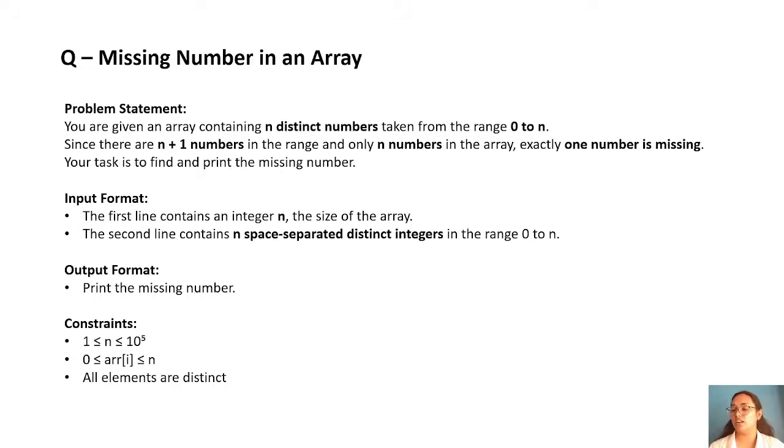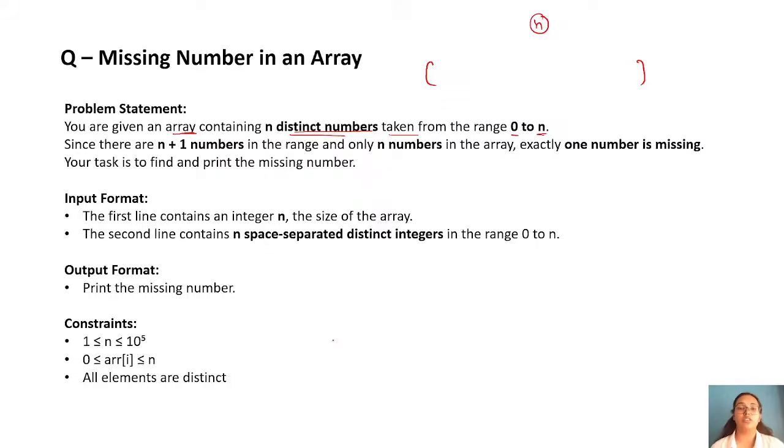The question is missing a number in an array. You are given an array containing n distinct numbers. So you will be given an array which consists of n distinct numbers taken from the range 0 to n. They have already told you that the array will have some n integers, and the values of the array will be somewhere from 0 to n only.